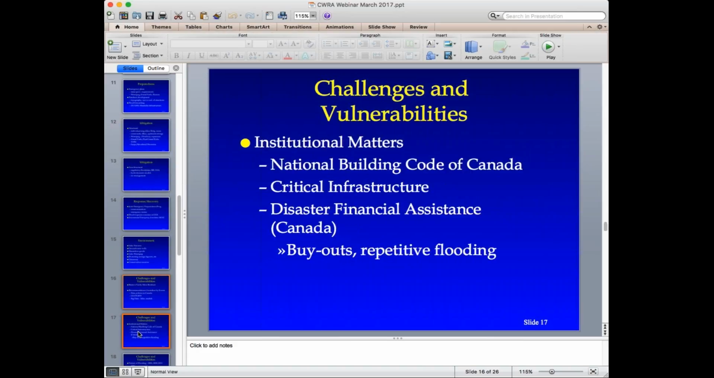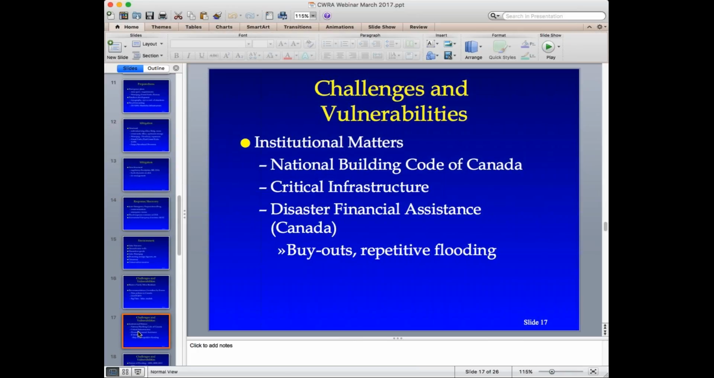In terms of some of the institutional matters, one of my little hobby horses is that although the U.S. model building code contains flood-proofing guidance and instruction, the National Building Code of Canada still doesn't. And if you ask the question, the answer you get is that people shouldn't live in floodplains. But I'm sorry, millions of Canadians do live in floodplains, and having a building code that doesn't deal with flooding issues just makes no sense to me.